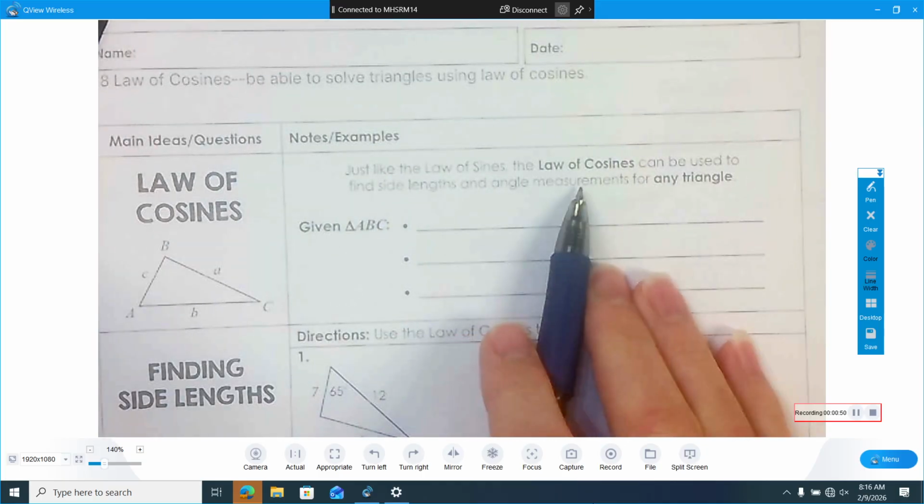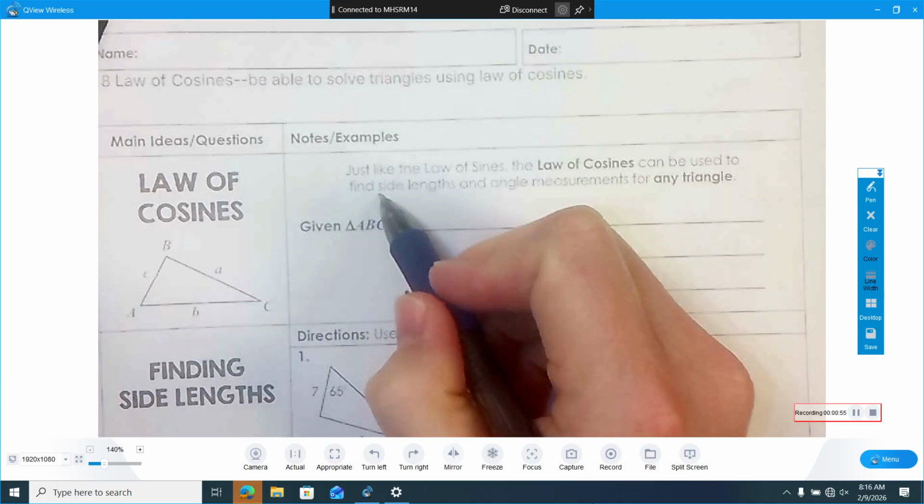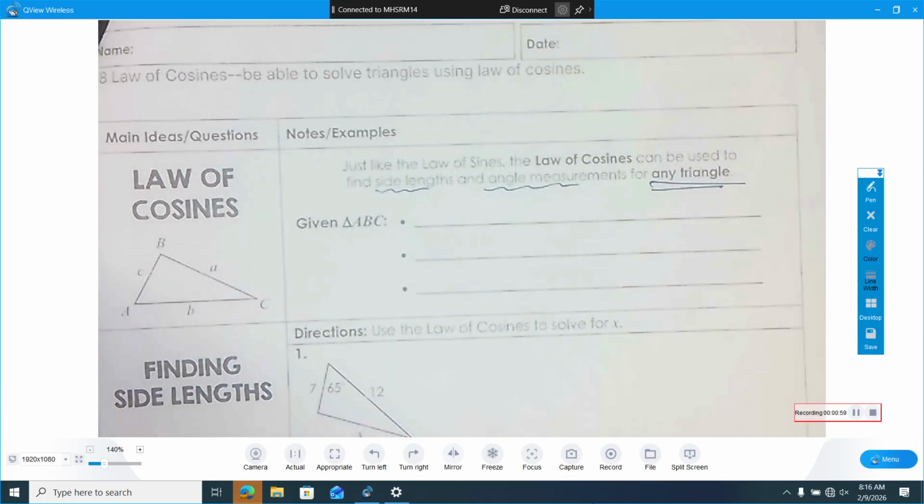Just like law of sines, law of cosines can be used to find the side lengths and angle measures for any triangle. It doesn't just have to be a right triangle. So right triangles, we can simplify things really just with sine, cosine, or tangent. But if it's a non-right triangle, we can use law of sines or law of cosines.